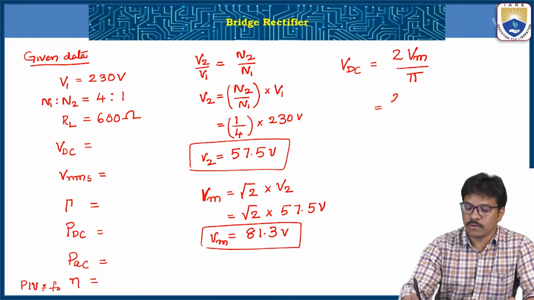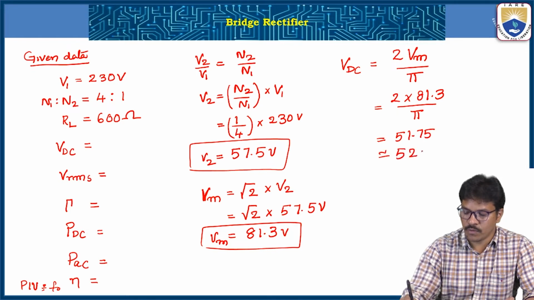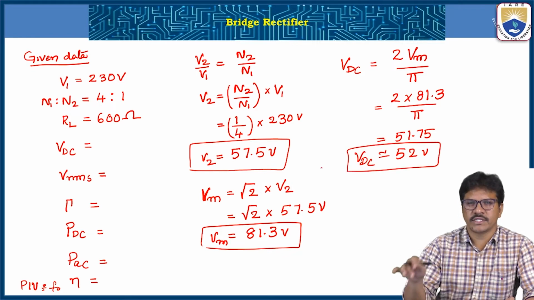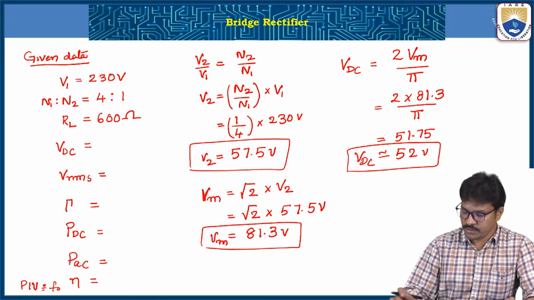So now 2 into Vm, 81.3, divided by pi. Then you will get the answer VDC, the DC or average voltage, 51.75, approximately 52 volts. Maximum is 81, and when we pass it and reach the load, the DC voltage is 52 volts.